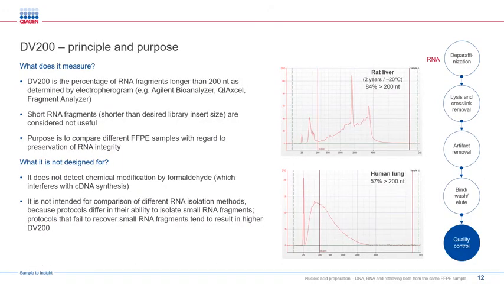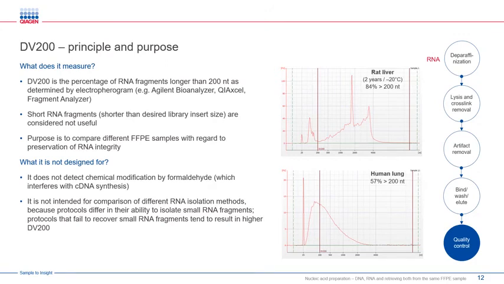DV200 is quite simply the portion of the fluorescent signal that comes from RNA fragments longer than 200 nucleotides versus those from shorter fragments. And the rationale behind that is obviously that RNA fragments shorter than 200 nucleotides are considered not very useful, at least for long RNA sequencing. And the purpose of such a measure is to compare different RNA samples with regard to preservation of RNA integrity and what kind of sequencing results can be expected from those.